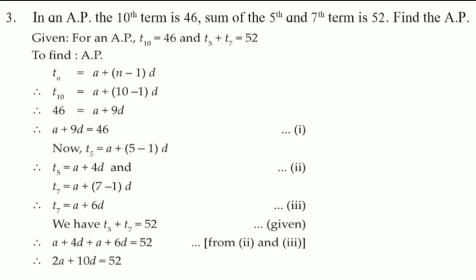Then see the first condition. T10 is equal to 46 means we have to write down the 10th term here. So the value of n is 10. Here we don't know A, we don't know D. For finding out the AP, we have to find A and we have to find D.